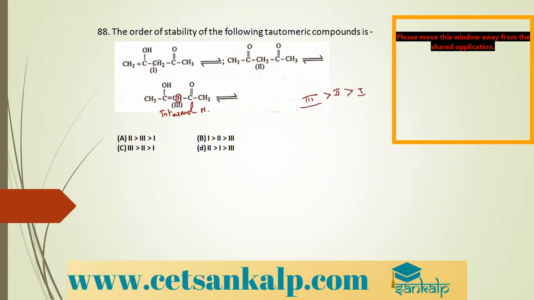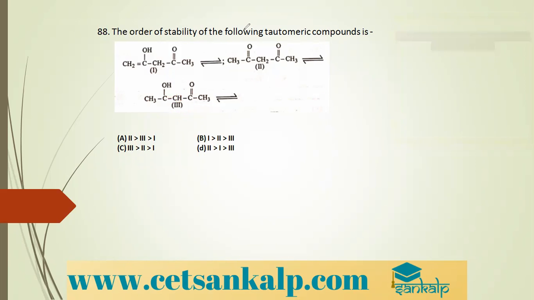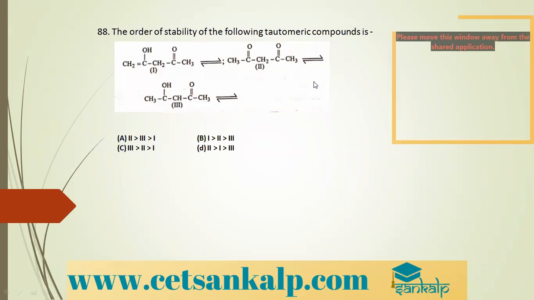There is no involvement here in this case. So the correct option, third one, second, first. This is the correct option. So stability of tautomeric compounds. Tautomeric compounds means which can be converted into keto-enol groups. Yes. So that is 3, 2, 1.